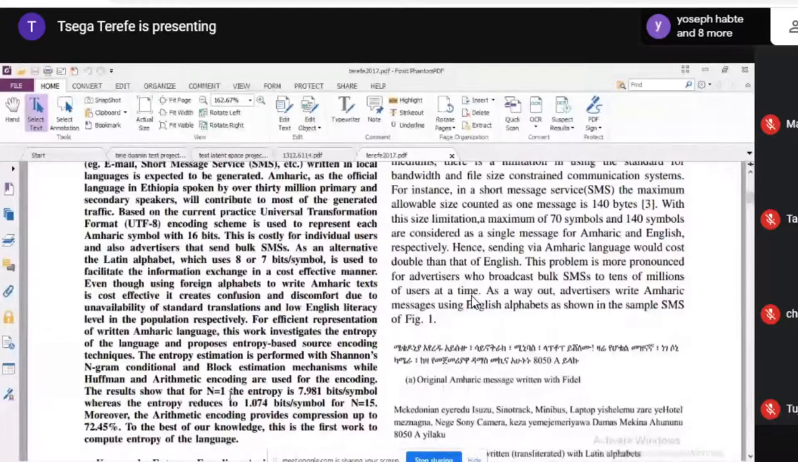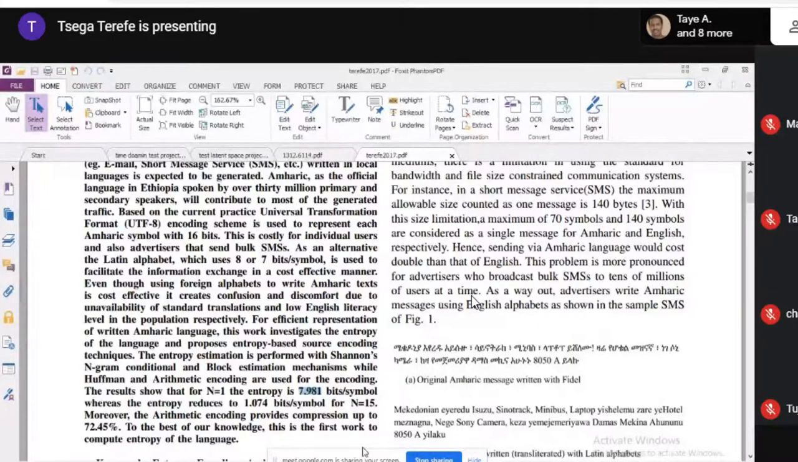We found that if we assume that symbols are independent, and then your assumption... in the models, the symbols are independent, but they have their own probability. Some have a lot of probability, some have less probability, they are not equiprobable. In that case, what you need is around 7.981 bits per symbol for written Amharic, which reduces the number of bit requirement by half.